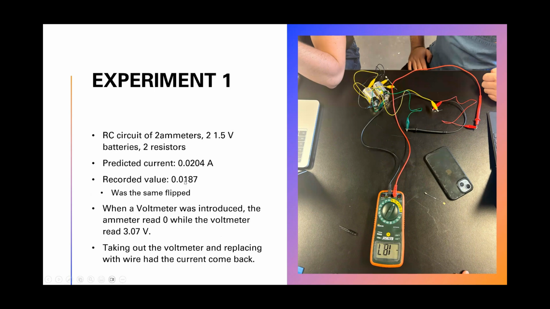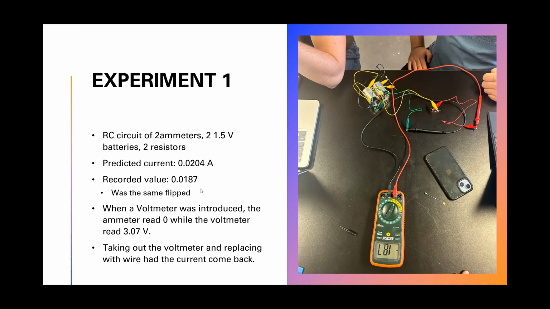We have an RC circuit of two ammeters, two 1.5 volt batteries, and two resistors. Our recorded value for our circuit was 0.0187 amps, and it was the same flipped, but just negative. And then when a voltmeter is introduced, the ammeter read 0, while the voltmeter read 3.07, because when you introduce a voltmeter directly into the circuit, it breaks it. The current no longer flows, but you can still get a voltage measure across it.